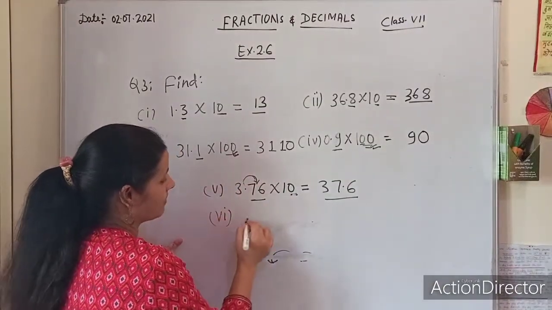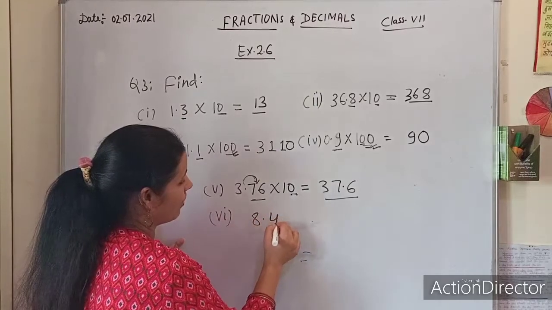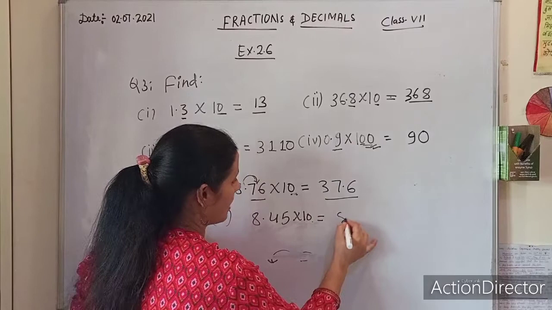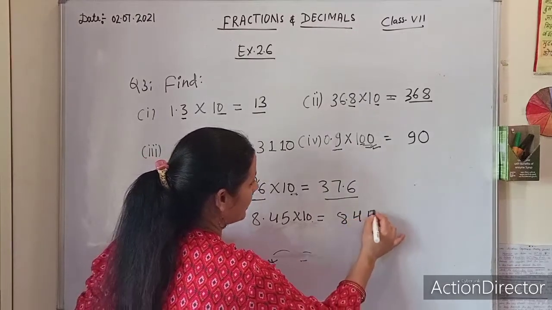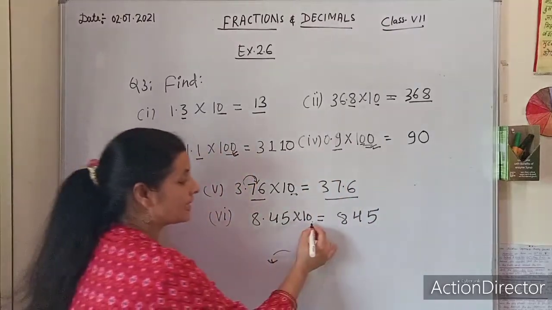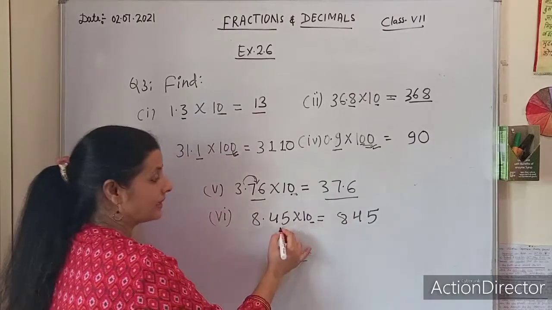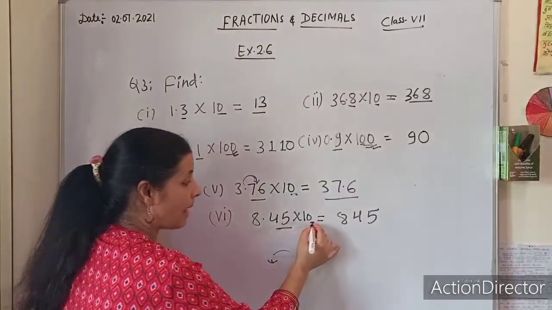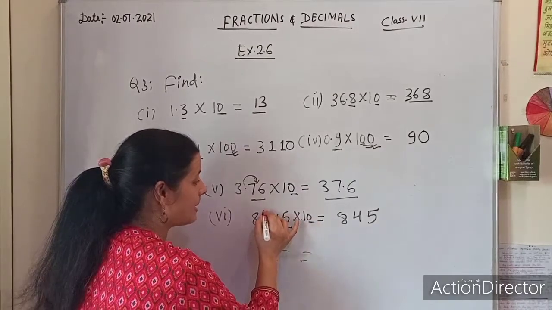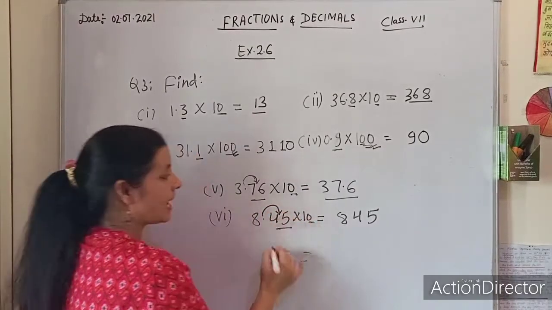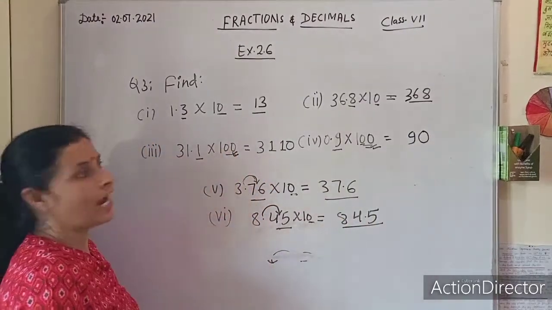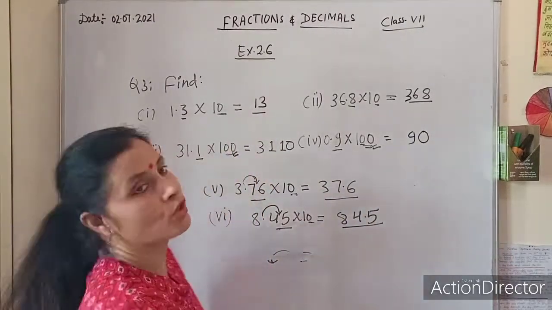Just see one more example. For example, we have 8.45 into 10. First I will write the number 845. Again you can see here is only one 0, but the decimal digits are 2. So what will happen? This one 0 will shift this decimal to the right hand side and it will become 84.5. I hope you understand the concept thoroughly.